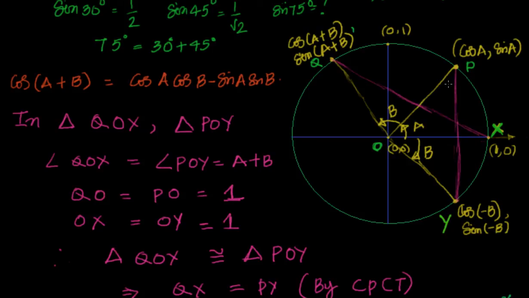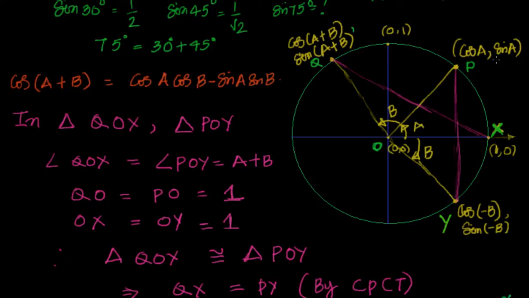From the line OP, I have drawn another line making an angle B in the counterclockwise direction, that is nothing but positive direction. Then I got OQ. Now I know the coordinates of P are cos A, sin A, and the coordinates of Q are cos of A plus B comma sin of A plus B. Now I want to prove the relation between cos of A plus B, cos A, sin A and cos B, sin B, right?